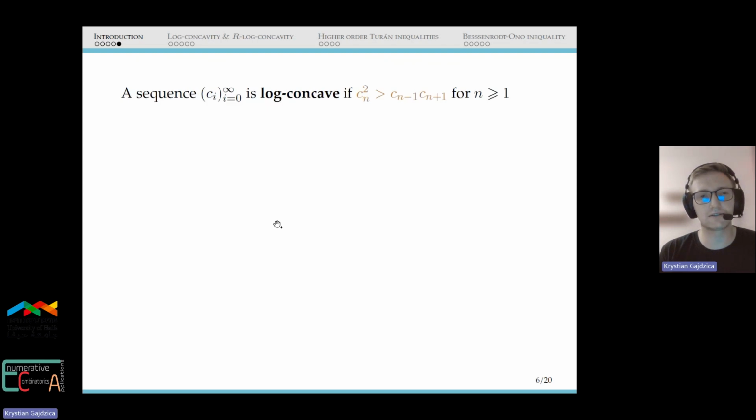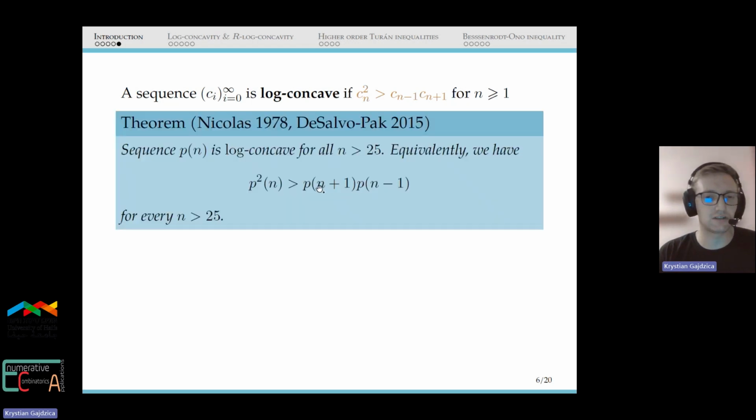We say that a sequence of real numbers is log concave if it fulfills the following inequality for all n greater or equal than 1. In 2015, DeSalvo and Pak reproved the theorem of Nicolas from 1978 that the partition function is log concave for all n greater or equal to 26. In fact, that result has initiated wide research related to investigating similar properties for other variations of the partition function.